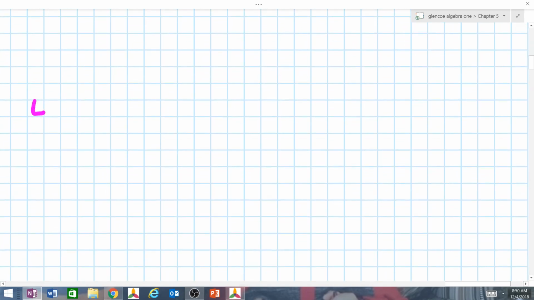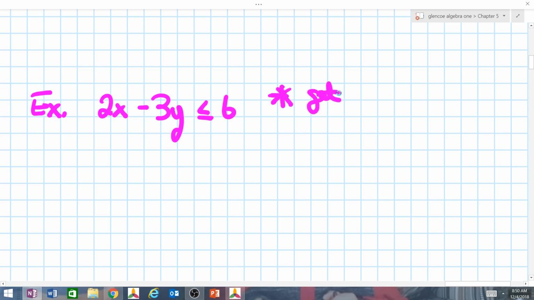Let's try one that's not as friendly. So let's try one that's not in y equals mx plus b form. So let's do this. 2x, this is number 6 in your notes. 2x minus 3y is less than or equal to 6. Cardinal rule, always, number 1, get in y equals mx plus b form.